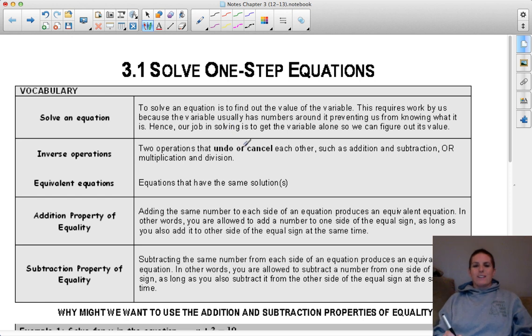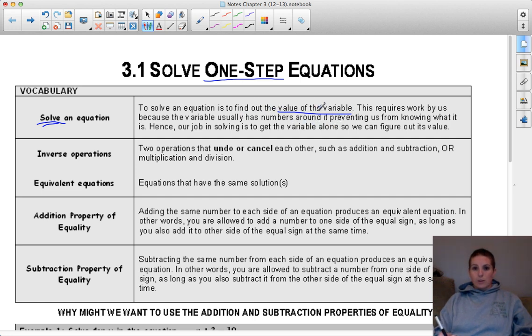Alright, so let's go ahead and start Chapter 3 over solving equations. And let's start with Section 1 where we're going to solve with just one-step equations. So there are a couple of pieces that I want to make sure we focus on in this solving category. When we see that word solve, we know that we're going to find out an answer, and that answer is going to be the value of the variable.